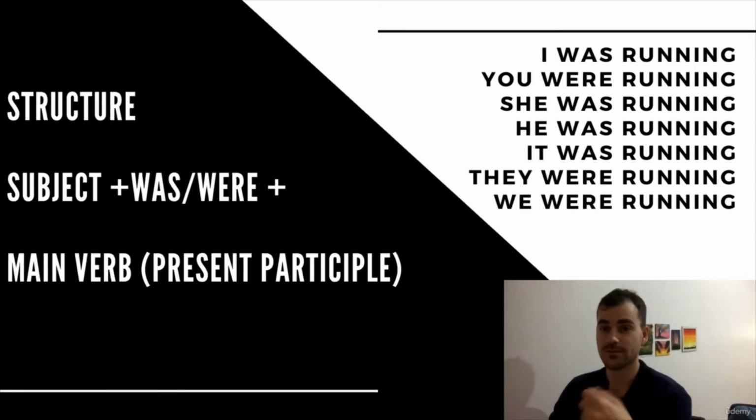The structure of the past continuous is subject plus was or were plus the main verb in the present participle form. Here are some examples. I was running, you were running, she or he was running, it was running, they were running, we were running.